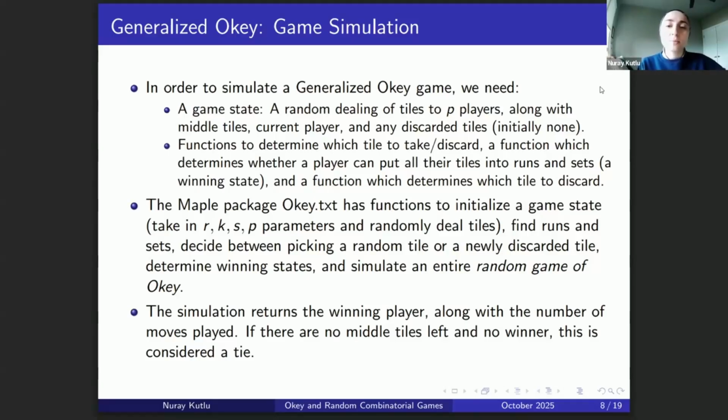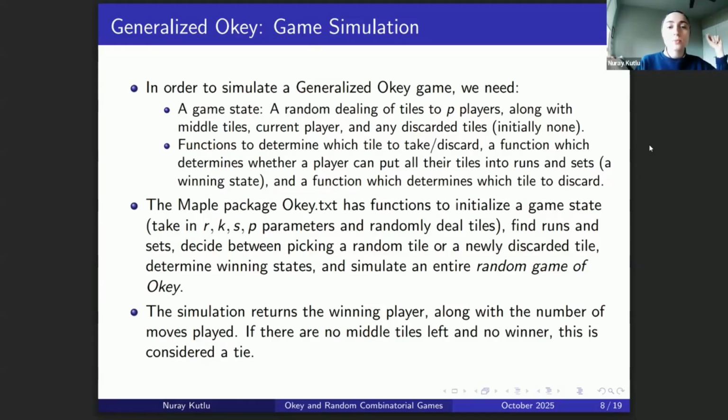Technically, we don't really need to keep track of the discarded tile, but just the tile discarded by the previous player, right? And we also need functions to determine which tile to take or discard by the current player, which they can do not randomly. They can take a look at their board and say, okay, I want this tile because it's going to help me make runs and sets, or they can pick from the middle randomly.